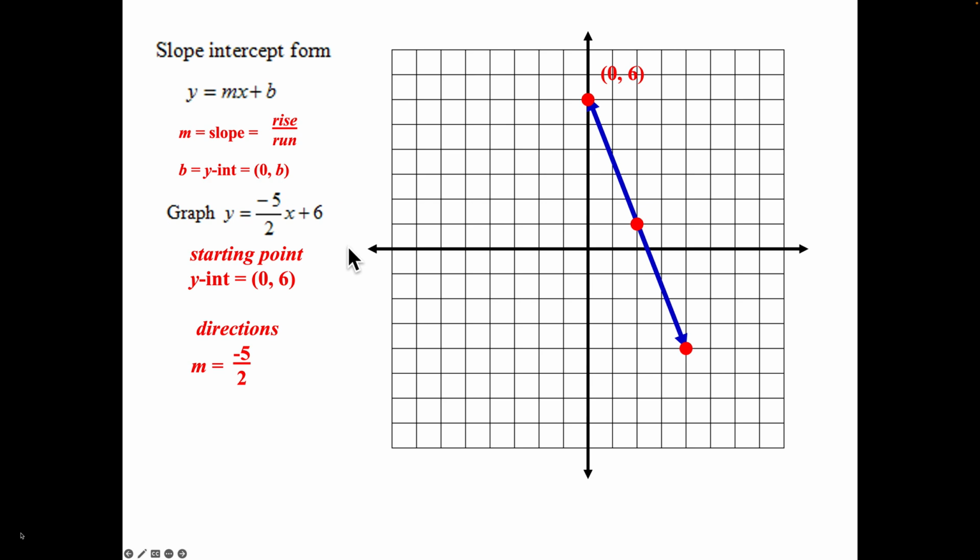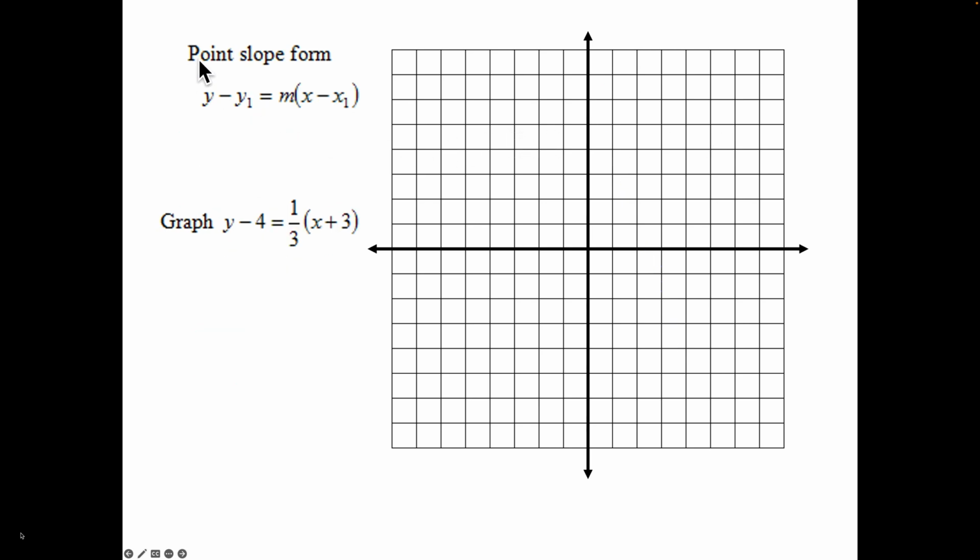Now, there are two other forms for the equation of a line. This is slope-intercept. It has a small downside. It has to start on the y-axis. Why can't you start at any point on the graph? Okay, that's called point-slope form.